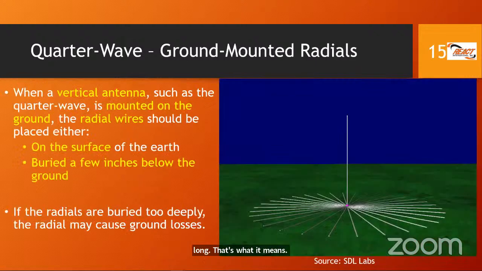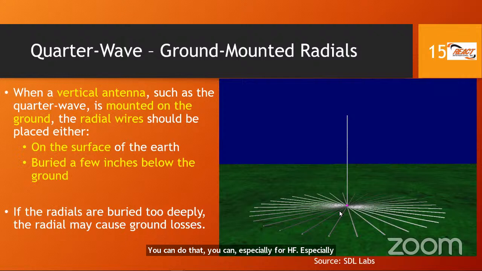Sticking with the quarter wave antenna, what if we mount that antenna on the ground? So you have the ground here, all that's grass, and you have the dirt below, and you have the sky here. And this is the quarter wave antenna, and these are the radials. Can you do that? Certainly you can, especially for HF. It's typical that you can have a vertical antenna mounted on the ground like this.